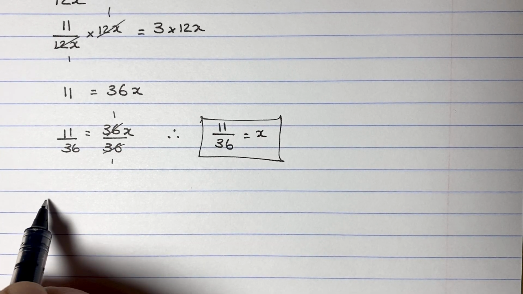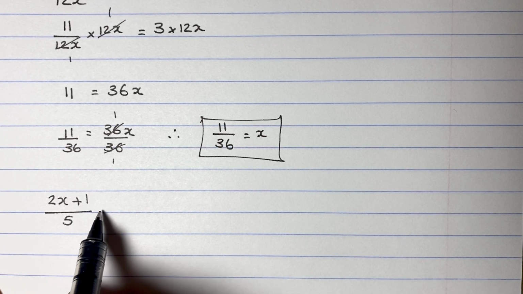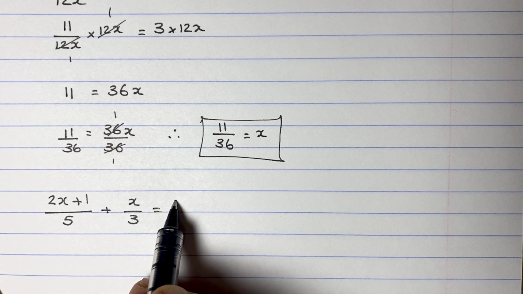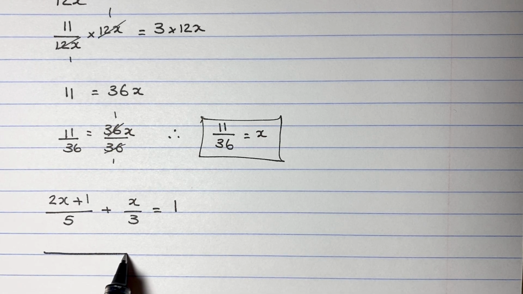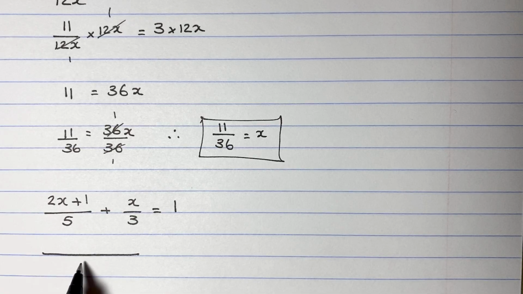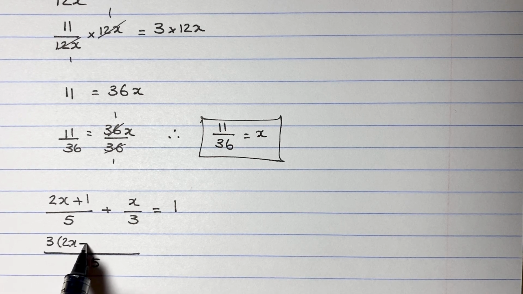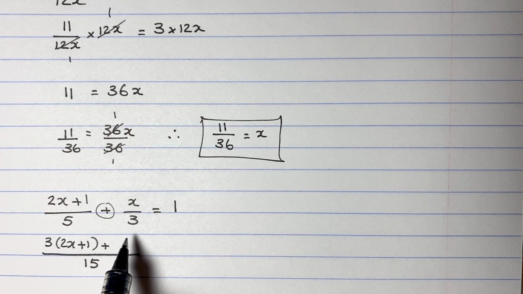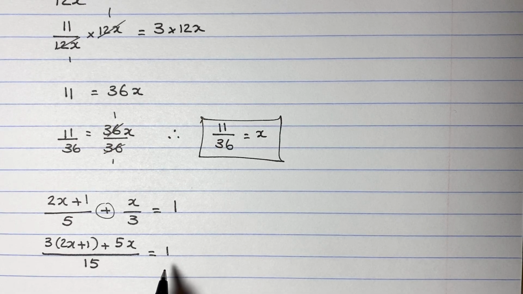Another example, (2x plus 1) over 5 plus x over 3 equals 1. Common denominator, as before, for 3 and 5 is 15. 15 divided by 5 is 3, 3 times the top, 3 lots of (2x plus 1). Then we have plus 15 divided by 3 is 5, times x is 5x, equals 1.